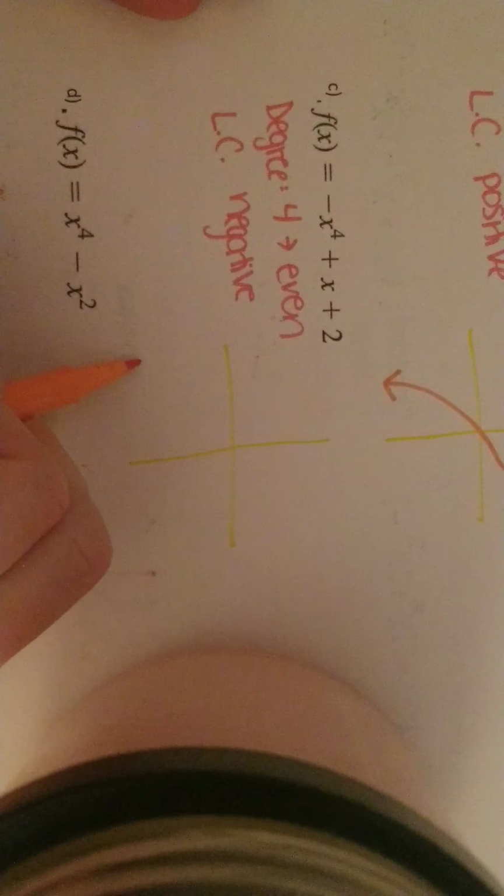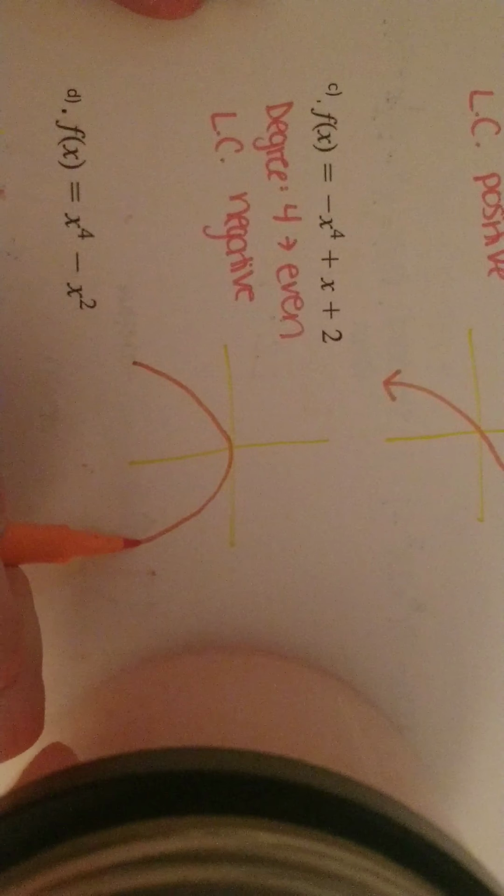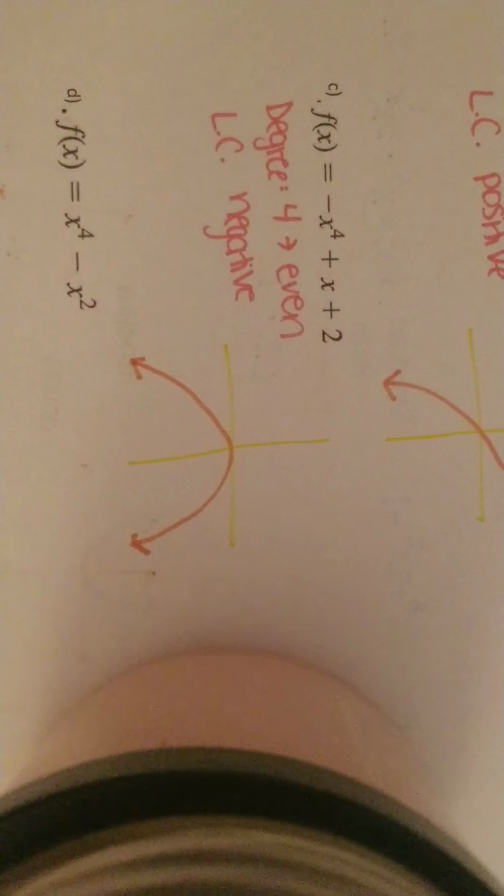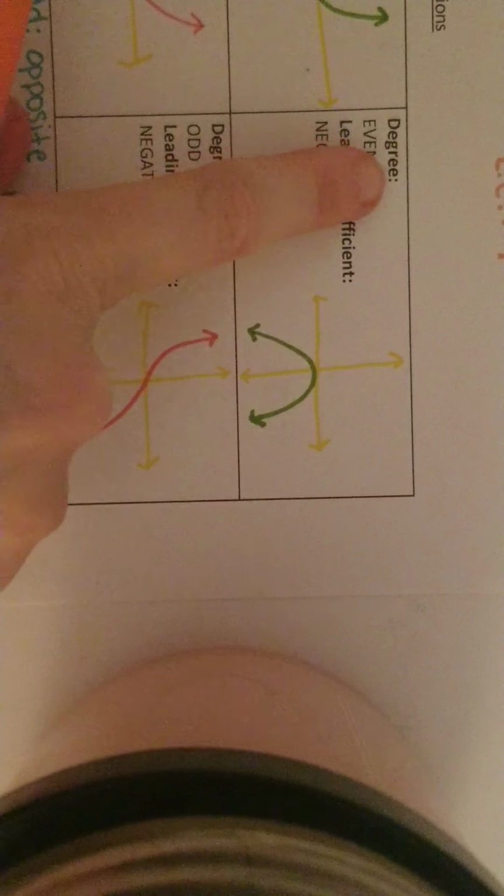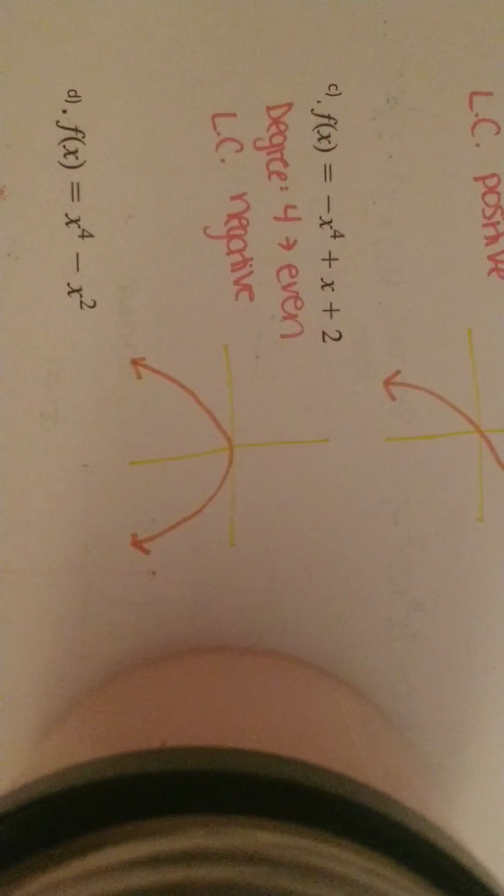But I'm already thinking even together and negative going down. And so that means they're both going to go down. But if you're like, I definitely want to pull that off right away, you can always look back: even, negative, it's going down. We have one last one to look at.